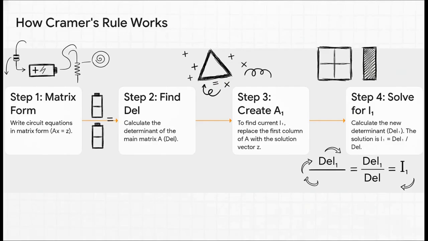So how does this recipe actually work? Well, first, you lay out your circuit equations in that standard matrix form. Then for step 2, you calculate the determinant of that main matrix. We'll just call it del. Now here's the clever part. To find your first unknown current, let's say I1, you make a new matrix. You just swap out that first column with your answer values. Then you find the determinant of that new matrix, and the answer is simply the new determinant divided by the original one. You just rinse and repeat for every variable you need to find.